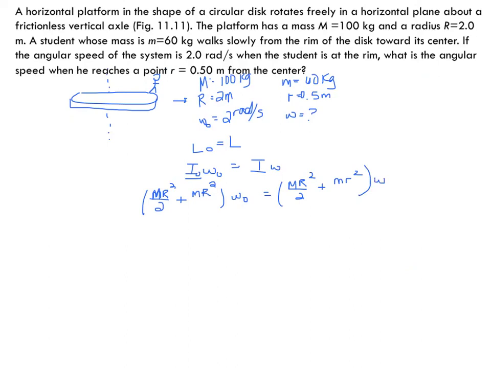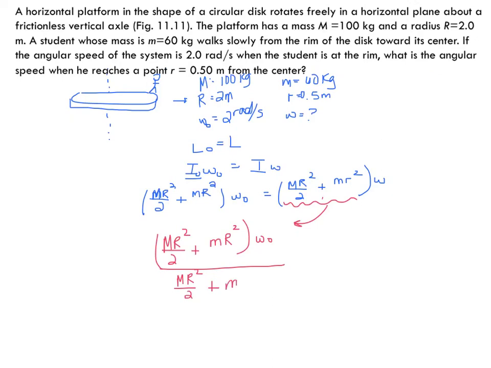So, moving this entire piece to the other side, we get capital M R squared divided by 2 plus lowercase m capital R squared, times omega naught, divided by capital M R squared divided by 2 plus lowercase m r squared. If you plug in all of your values, you should get an angular speed of 4.1 radians per second.